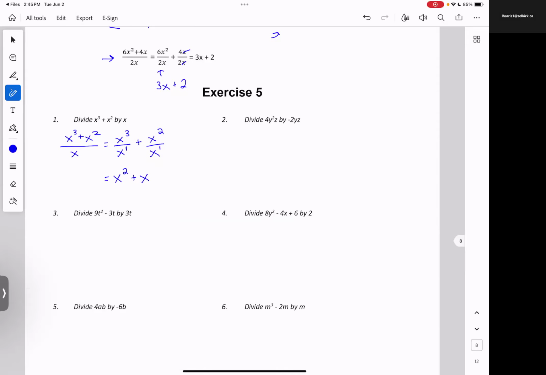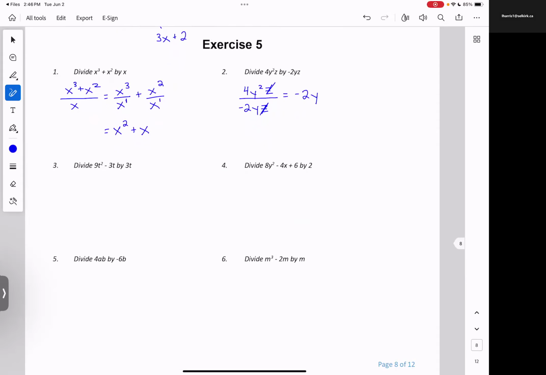All right, next one, we're taking 4y squared z, and we want to divide that by negative 2yz. Okay, so we divide out our coefficients to get negative 2. And then our variables, we've got y squared divided by y. That gives us y to the power of 2 minus 1, or y to the power of 1. So we just end up with a y. And our z's just cancel. So our answer then is negative 2y.